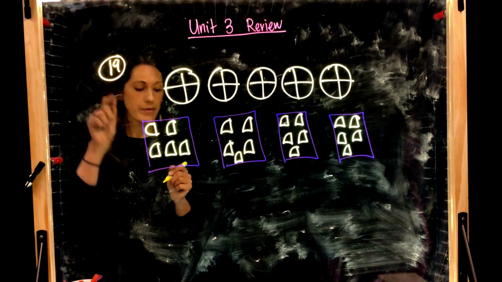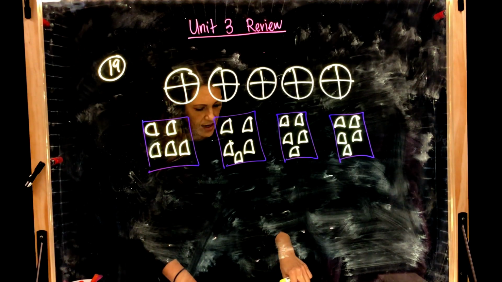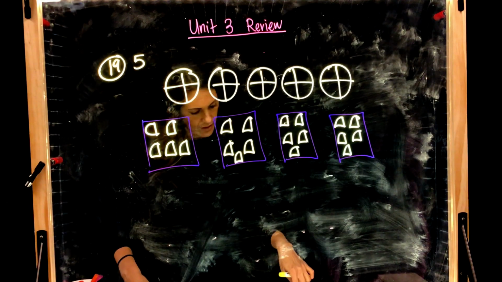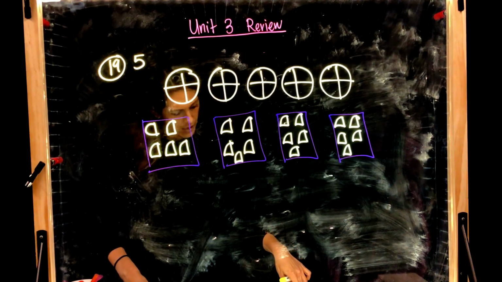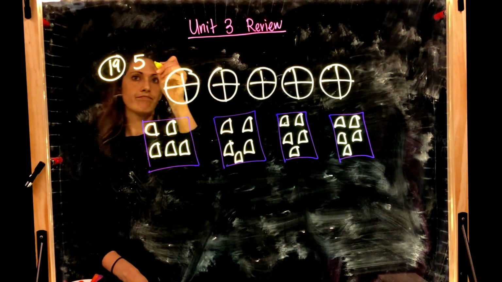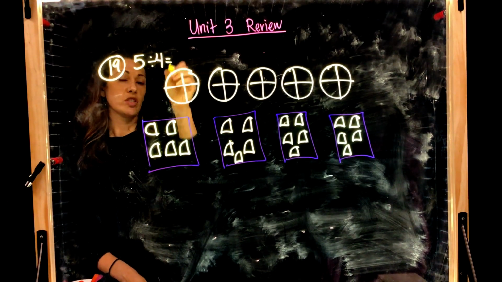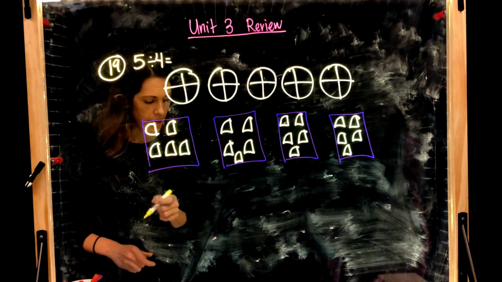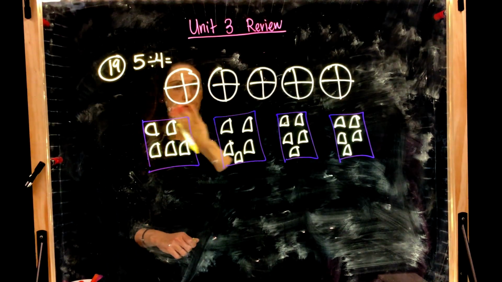My last problem, number 19. I have Hannah and she wants to divide 5 oranges equally among 4 children. So I'm taking 5 and I'm dividing it by 4 children, okay? Here's the model that she drew.